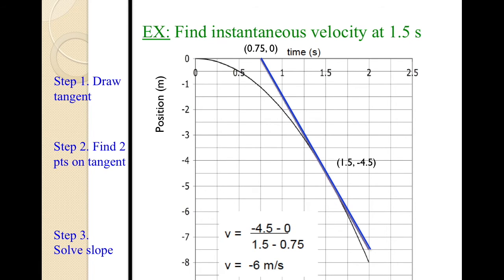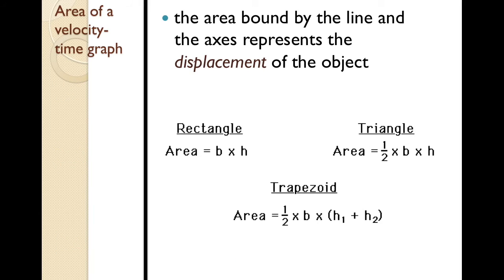Now, another thing that you can do when you're looking at a velocity time graph, so now we're moving to velocity time graphs, the area underneath the line, so the area bound by the line and the axes, actually represents the displacement of the object. Pretty cool. So all you need to do is know how to find the area on a graph.